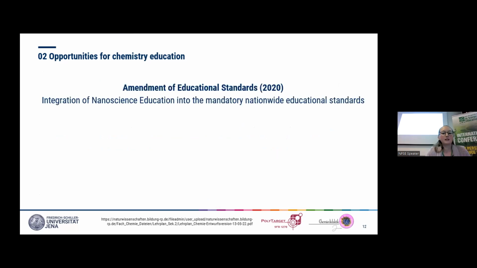Since the amendment of the educational standards in 2020, nanoscience education was integrated into the standards, and this leads to the implementation into the curricula. But up to this point, there were no experiments on the topic of nanomedicine and drug delivery. And so it was our goal, or it is our goal, to change this.